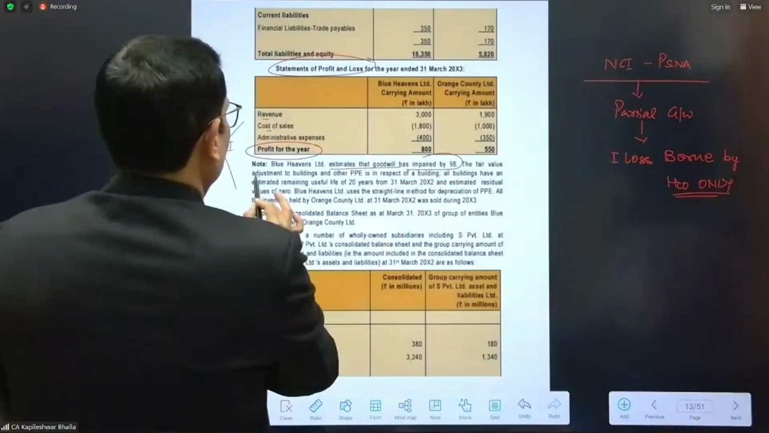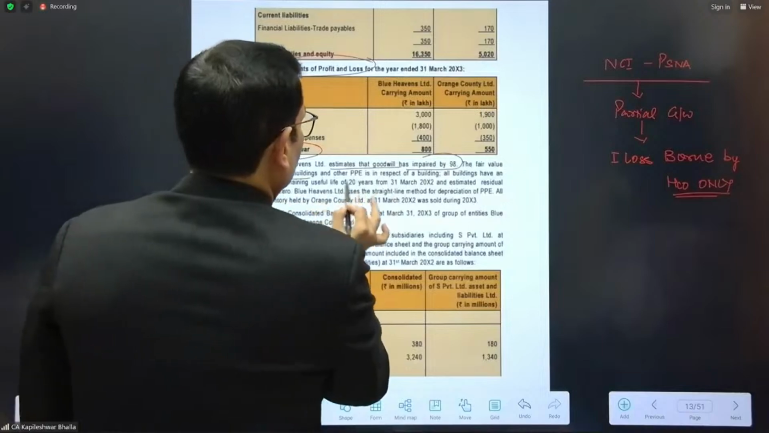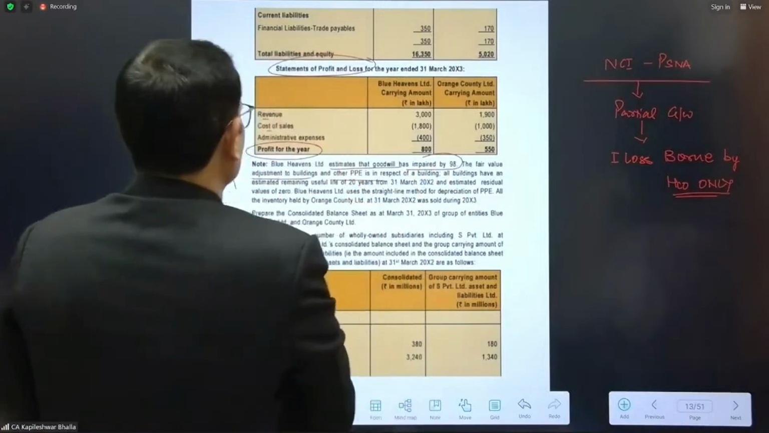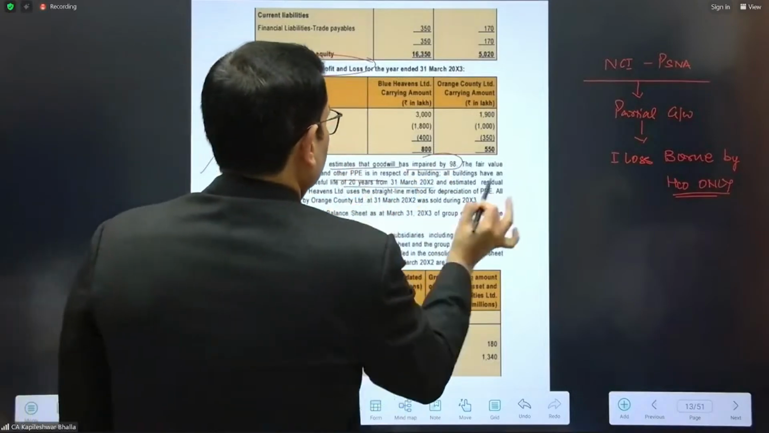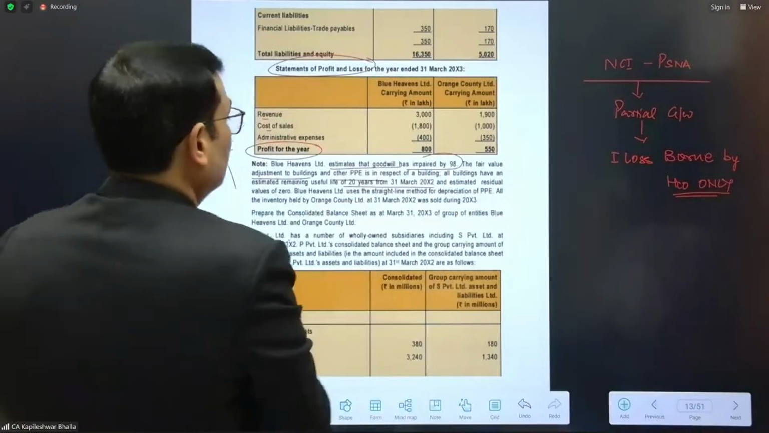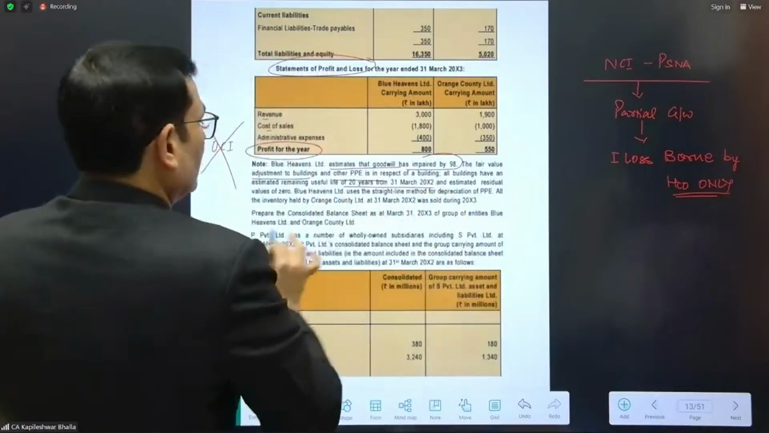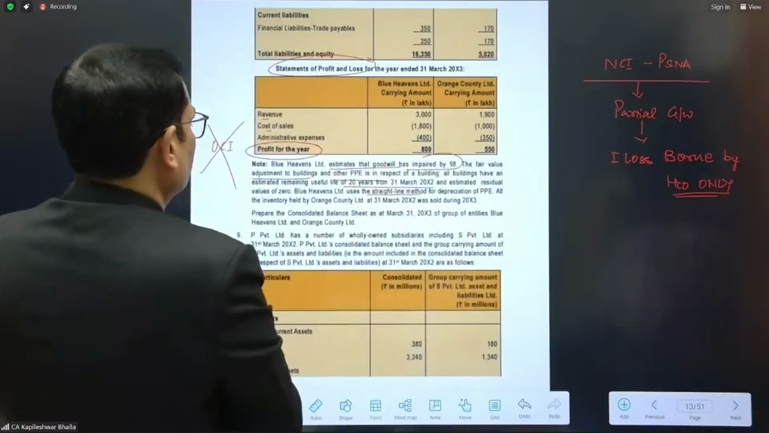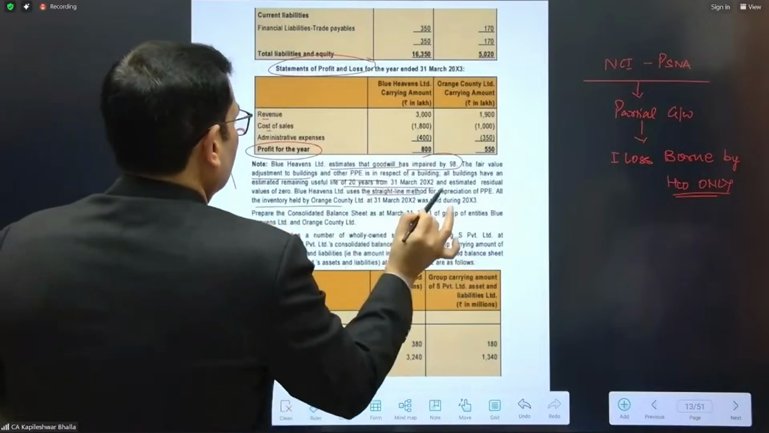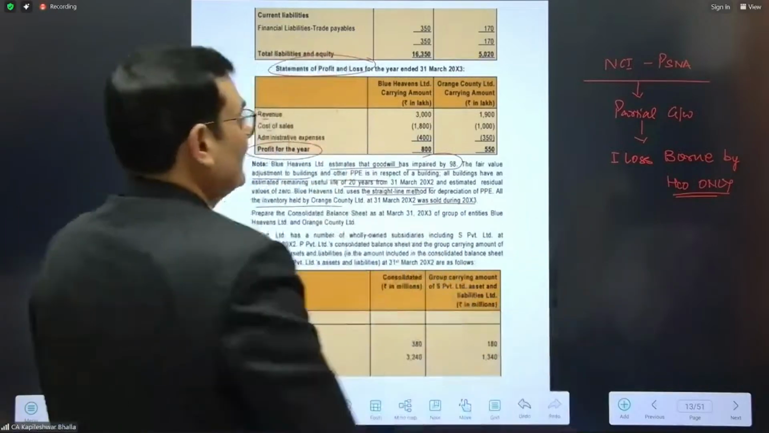Then he says the fair value adjustments to the building and other comprehensive income. All the buildings have an estimated life of 20 years from 31st March X2 and the residual value is 0. The company uses straight line depreciation and all the inventory held by Orange County is sold in X3.